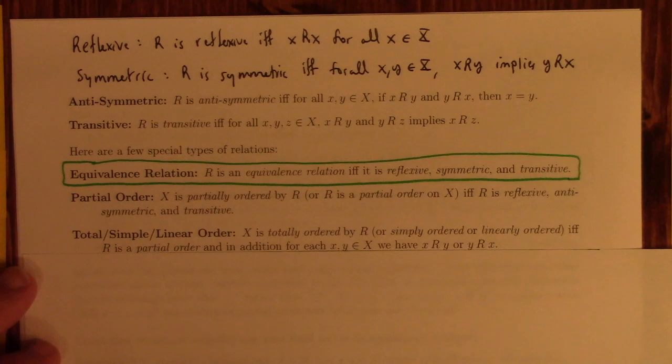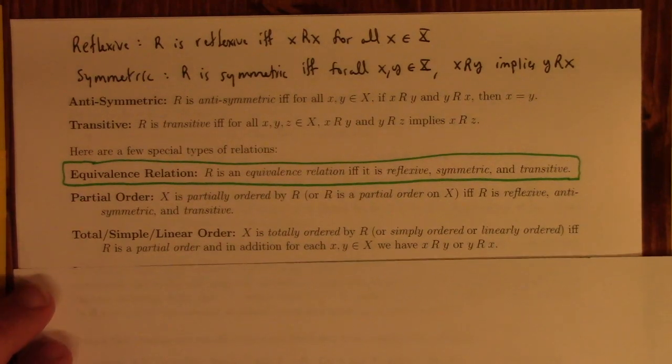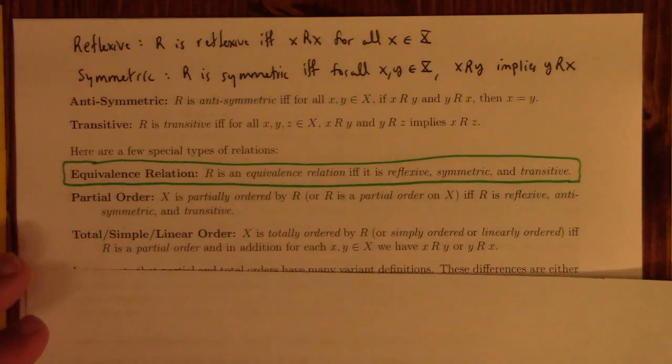And then X is totally ordered by R, or simply or linearly ordered, if and only if R is a partial order, and in addition you have this sort of dichotomy that for any pair X and Y, either X is related to Y or Y is related to X. All right, so that's modeling this idea of partial order or linear orders. It's really just a generalization of the notion of less than or equal to or greater than or equal to.